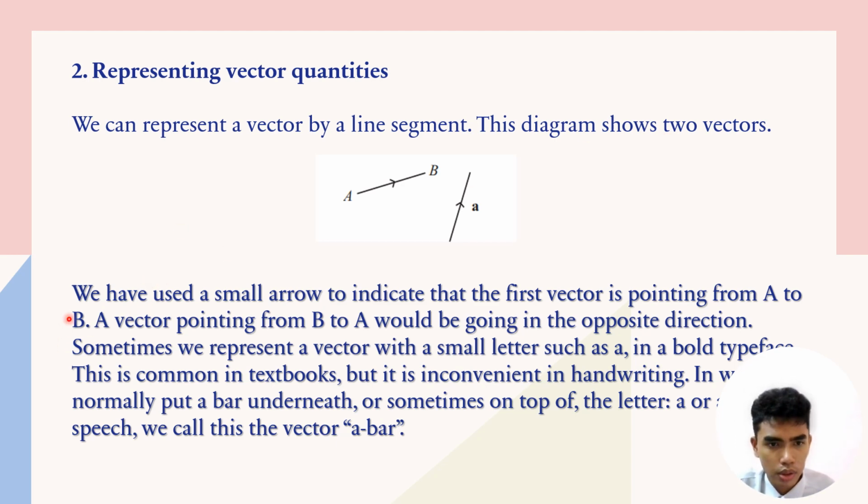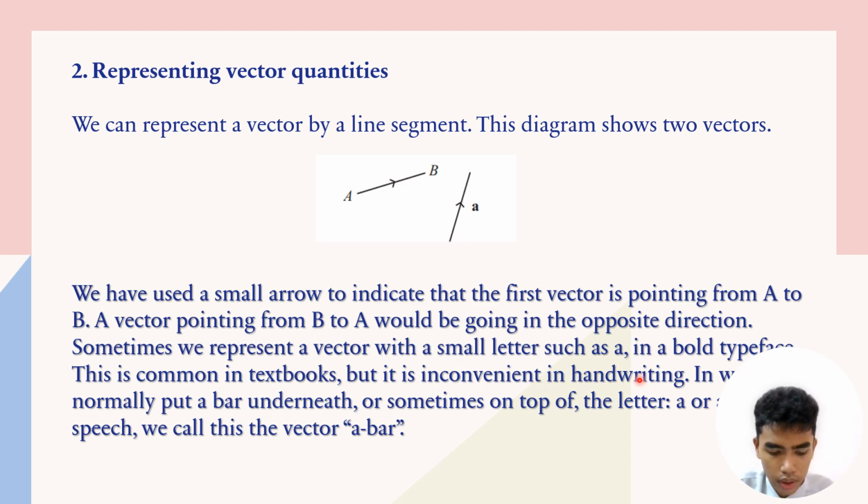Right here we're going to continue. We have used a small arrow to indicate the first vector is pointing from A to B. A vector pointing from B to A will be going in the opposite direction. Sometimes we represent a vector with a small letter such as a in a bold typeface. This is common in textbooks, but it is inconvenient in handwriting. In writing, we normally put a bar underneath or sometimes on top of the letter a, or an arrow above it. I hope you guys understand it.